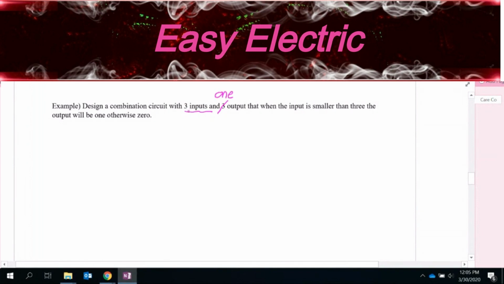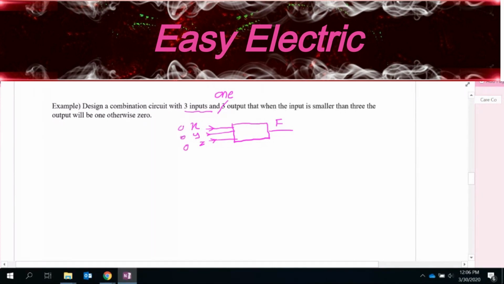So 1 output. You should have 3 inputs, just 1 output. Whenever the input is smaller than 3, the output will be 1, otherwise 0. So you want to have one circuit like this, with 3 inputs. I label them X, Y, Z, and 1 output. I call that F. So you have 3 inputs, you could make 8 different combinations of 0, 1, right? For example, one example could be 0, 0, 0.